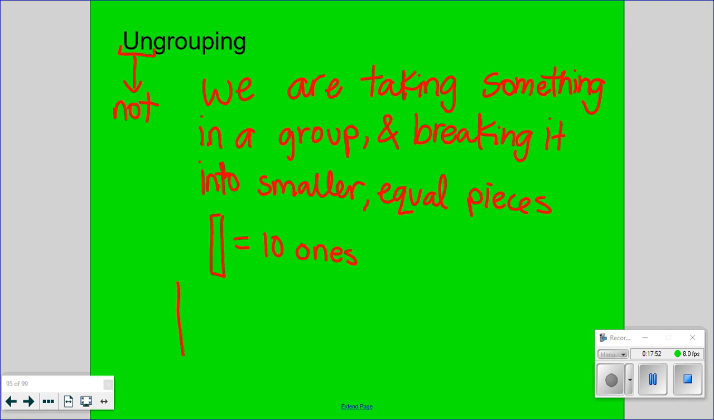What if I had 100 flat? What would be something smaller that I would break that into? That would still be worth the same. Jack? I could break it into 10 tens, those 10 rods, worth the same amount. What else could I break it into? It would be pretty terrible, but you could do it. Colby? 100 ones.